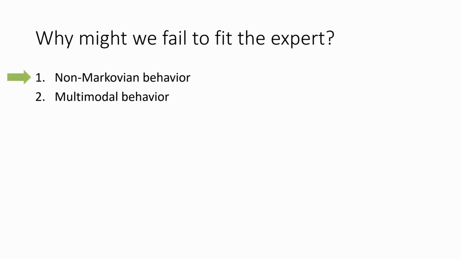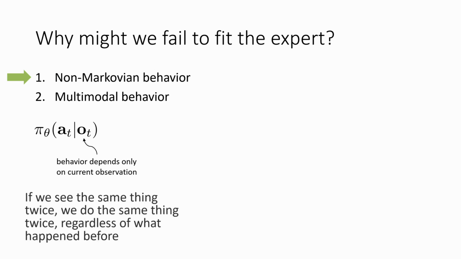So let's start with non-Markovian behavior. Formally, what this means is the following. Our policy is a distribution of our actions conditional on the current observation. But what this implies is that if you see the same thing twice, you're going to do the same thing regardless of what happened before. But this is often very unnatural for human demonstrators. If you're driving a car and somebody just cut you off, maybe you'll be a little bit more cautious for the next 30 seconds because you're a little scared or something.